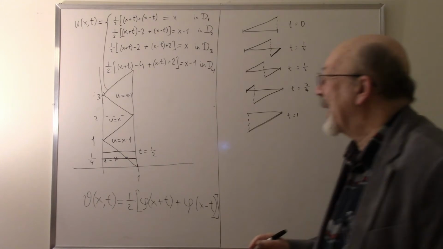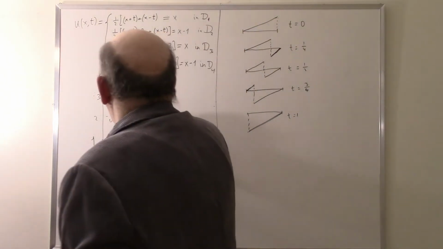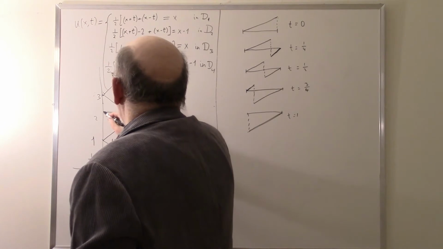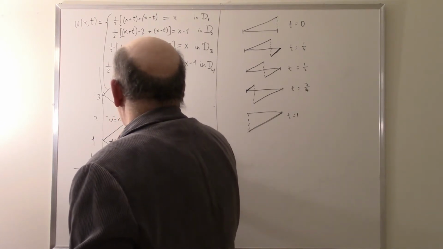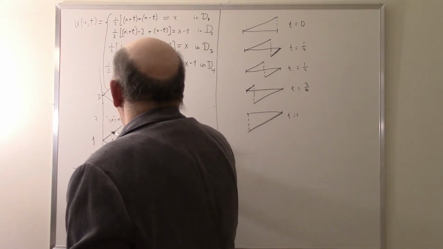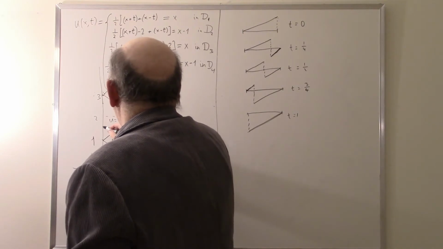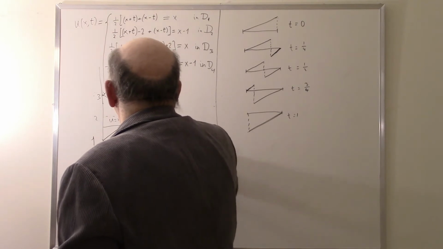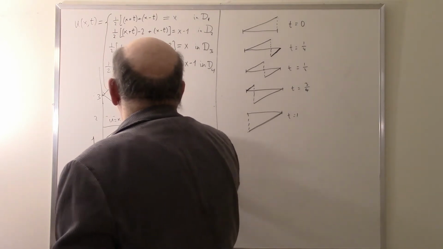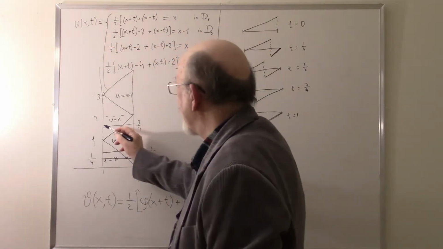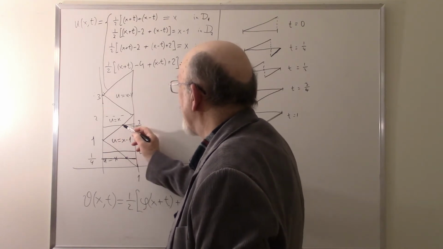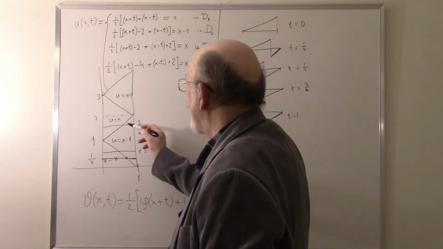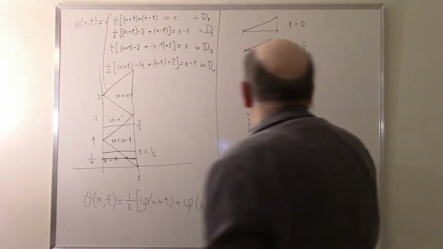So what goes next? Next we are here. So if you take the moment, just a minute, 1.5. So it is 3 seconds. Here this segment, half of it in the domain where u equal x, and half in the domain where u is equal x minus 1.